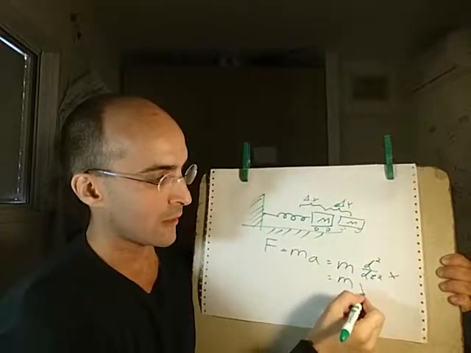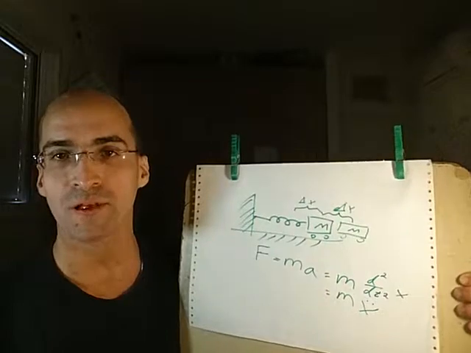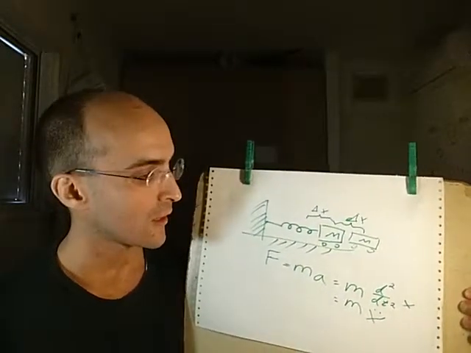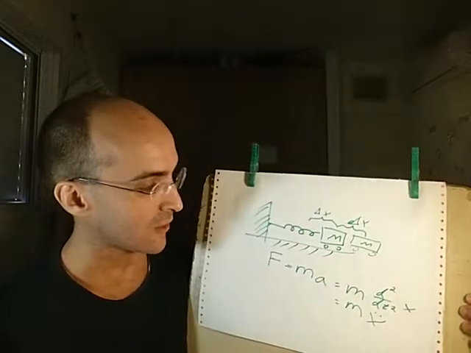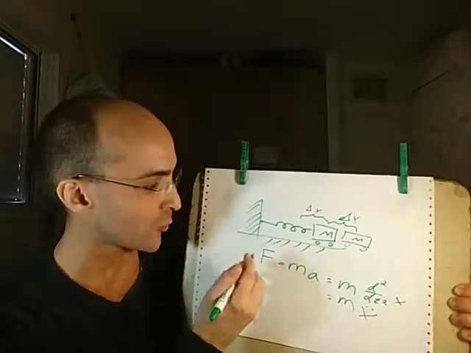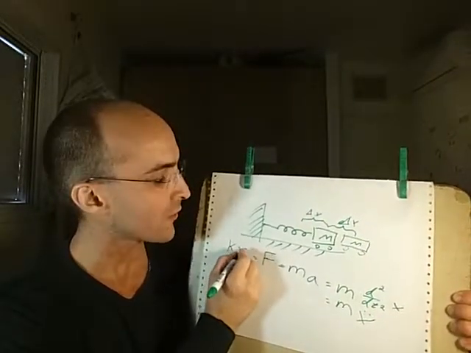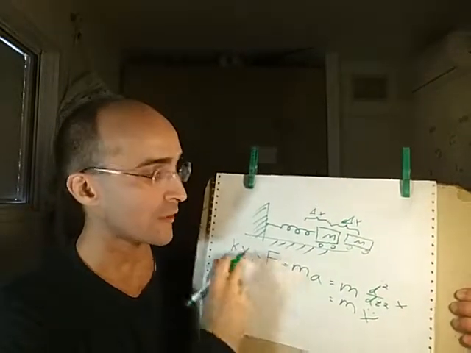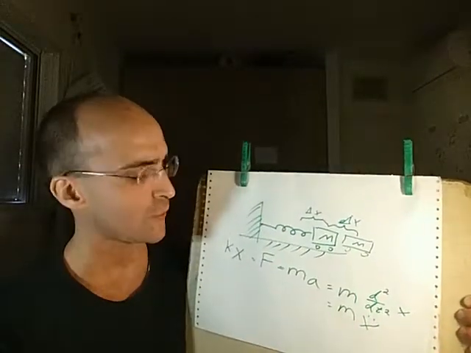We write m x dot dot. That's a shorthand for second derivative according to time. One dot would be the first derivative according to time. And as we saw in the previous video, F is proportional to k times x. So this is if we assume that the initial position was at x equals 0.